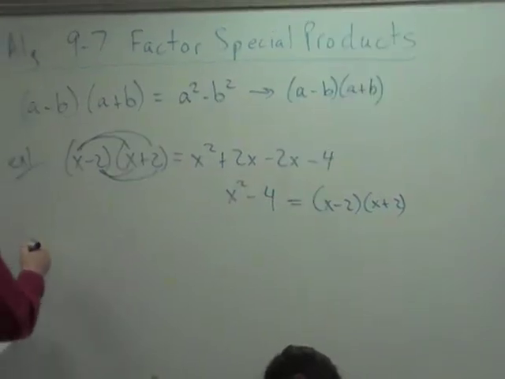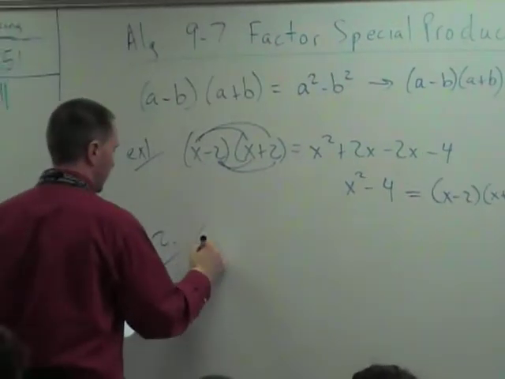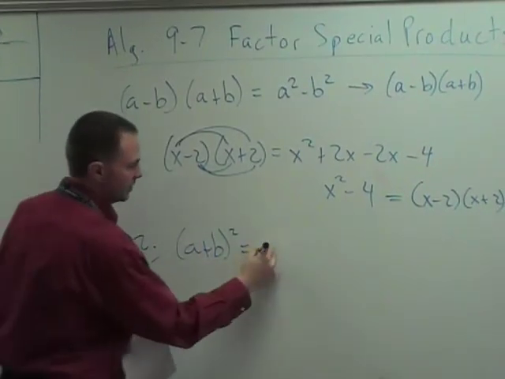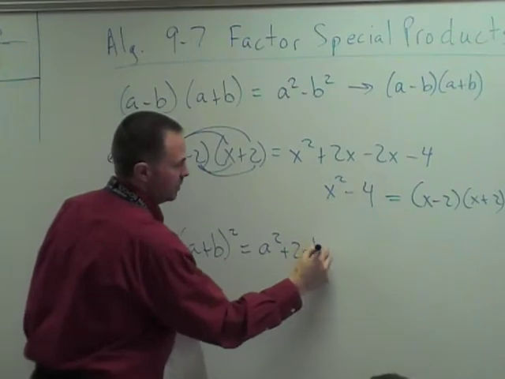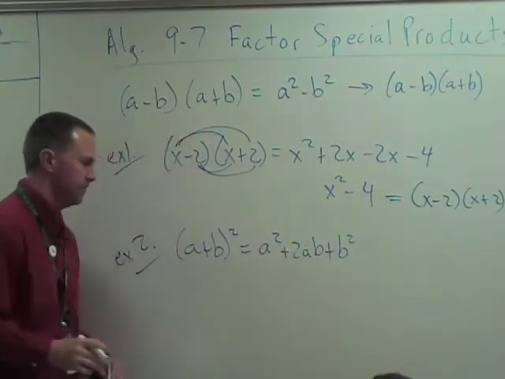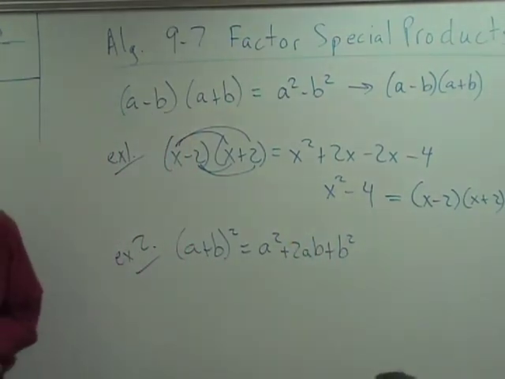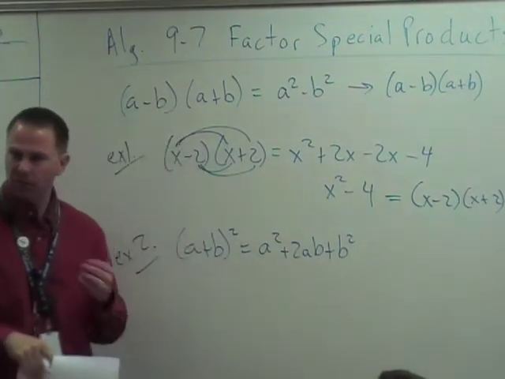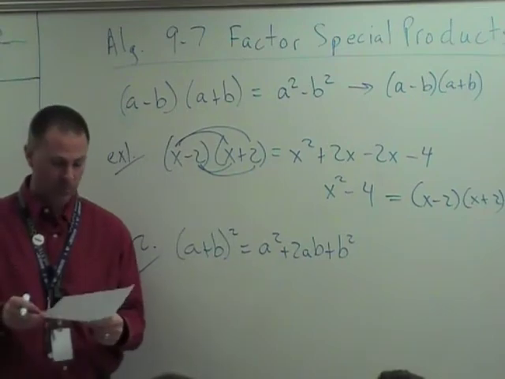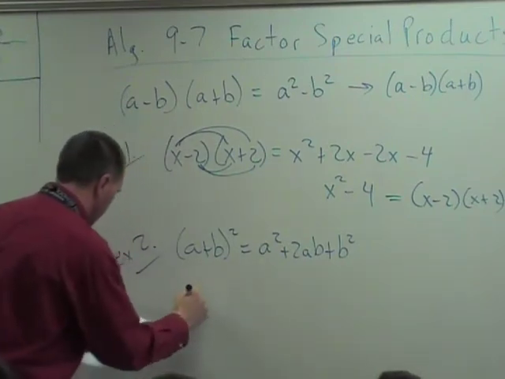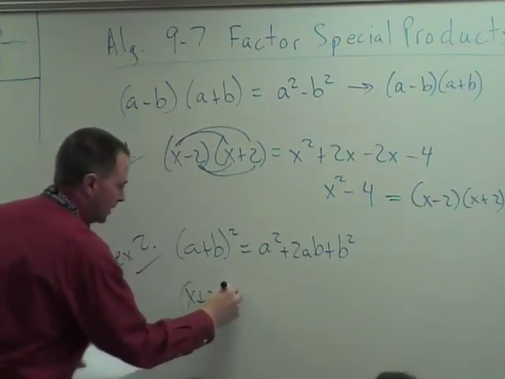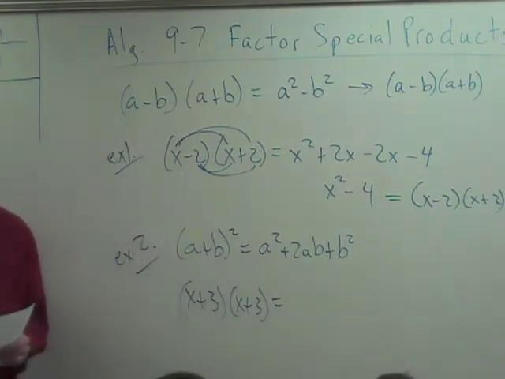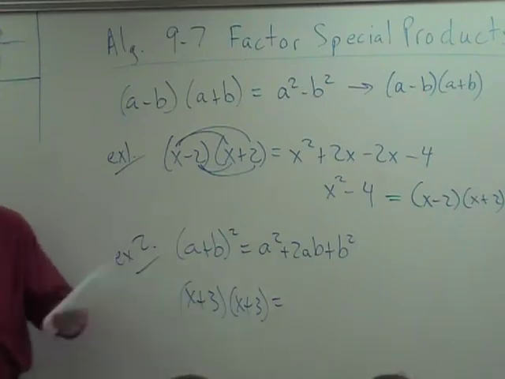I want to do the next one. Let's do example 2, the a plus b squared. If you remember, that was a squared plus 2ab plus b squared, right? When you put them together. Now, when you have this, you got to be able to work it backwards to factor it. Okay? So let's do one here. x plus 3 times x plus 3. We're going to put it together. That's x plus 3 squared. Everybody put it together and tell me what you get.